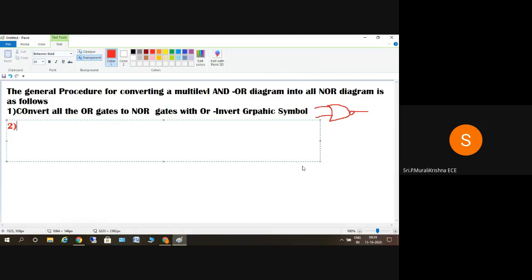And second step, convert all AND gates to NOR gates with the invert OR graphic symbol.